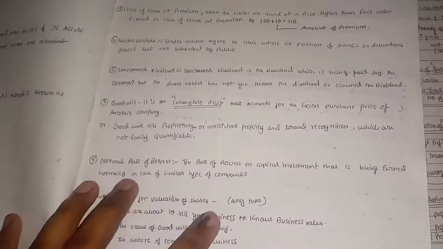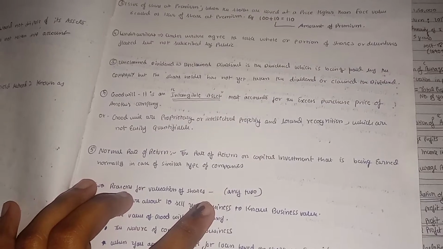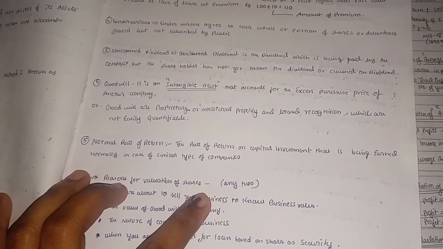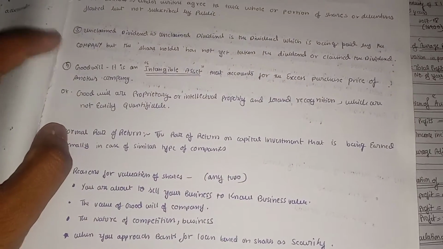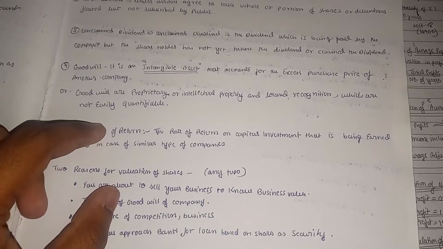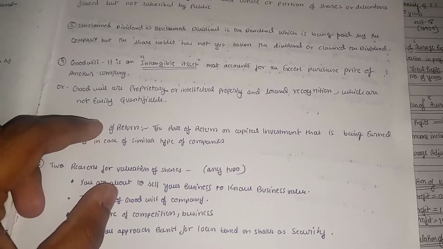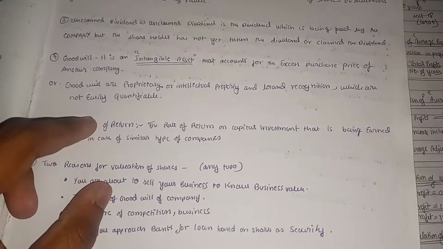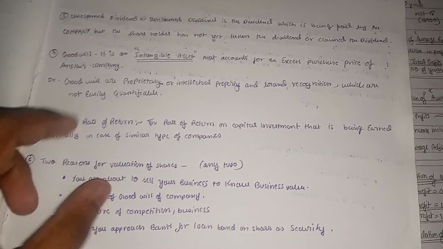Goodwill. It is an intangible asset that accounts for excess purchase price of another company. See, if they ask for 2 marks you can write this sentence, or in other words you can write as goodwill or proprietary or intellectual property and brand recognition which are not easily quantifiable.